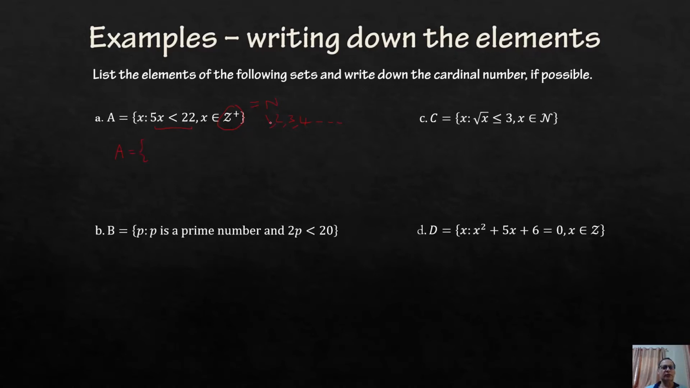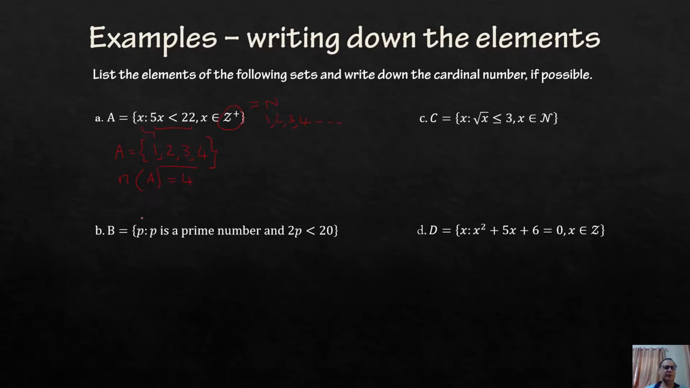The first number is 1. 5 ones are 5. Is that less than 22? Yes. So we write down the numbers. 1. 5 twos are 10. Is that less than 22? Yes. So 2 works. 3 works. 5 fours are 20. 5 fives are 25, is too large. So stop there. So the cardinal number of A is 4.